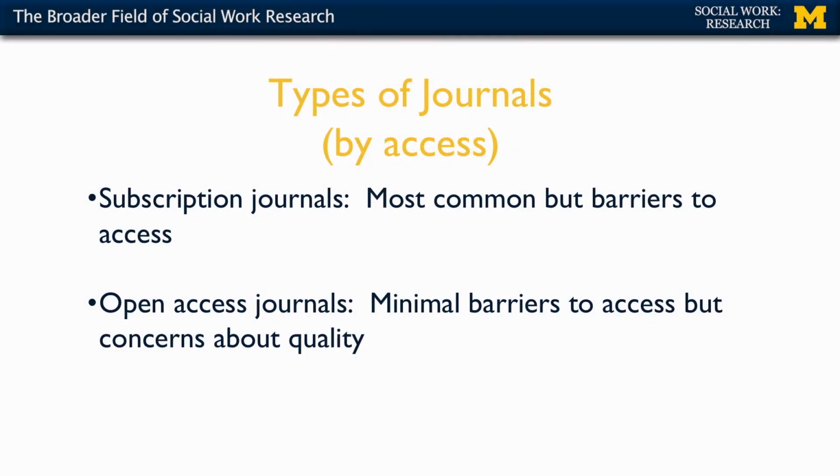We've already talked about journals as a primary vehicle for communicating scientific information within the field of social work. But let's talk about a few types of journals by the way that they're accessed. The first type, and this is going to be the majority of journals within the field, are subscription journals. These are the most common types of journals, including for social work specifically, but also science more broadly. And these journals require a subscription, a paid fee, in order to access the content.